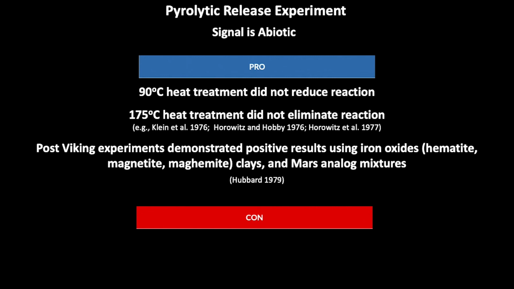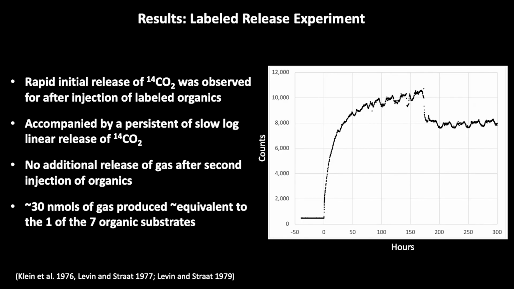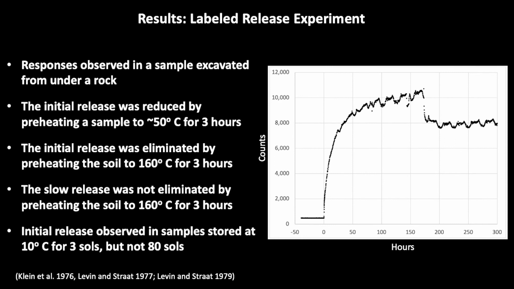results were false positives. In the labeled release experiment, when a dilute solution of simple organics was added to the sample, shown at 0 hours in the plot on the right, there was a rapid release of radioactively labeled gas, presumably carbon dioxide. A second slow log linear release of carbon dioxide was also observed. Significant gas release was not observed after the injection of additional organics. Additionally, the gas release was observed in a sample excavated from under a rock.